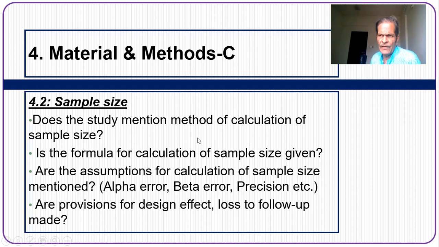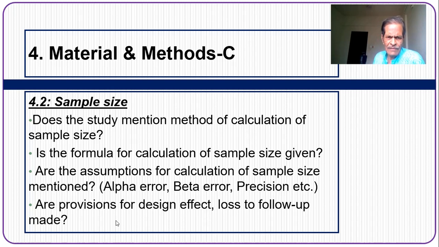So what was the alpha error assumed? What was the beta error assumed? What was the precision assumed? And how many tails the hypothesis had, whether it was a one-tailed hypothesis or two-tailed hypothesis. Then and then only the sample size estimation will be correct, although the sample size formula is given. Unless these things are given, we cannot check whether the sample size calculated was correct or not. If these things are given, then we can also calculate the sample size and find out whether the sample size calculated was correct or not.